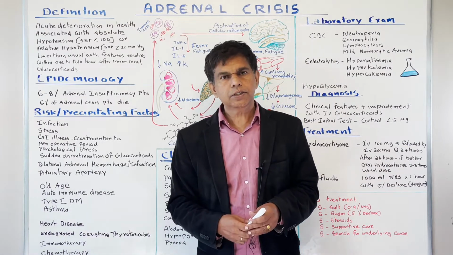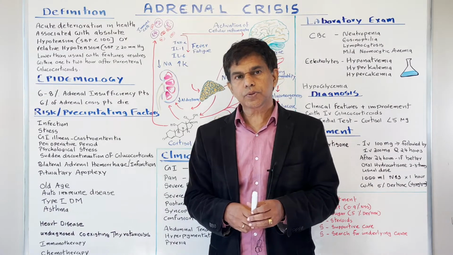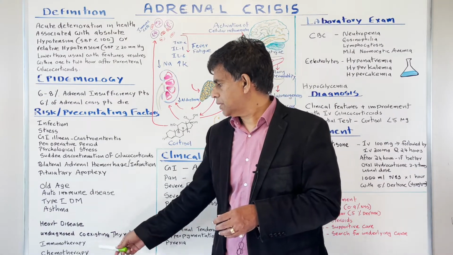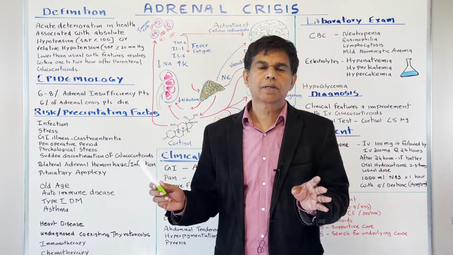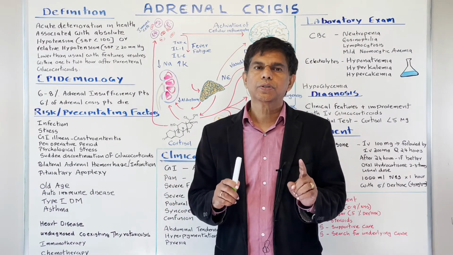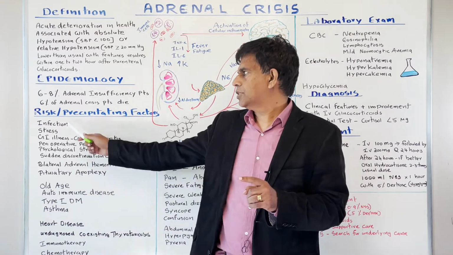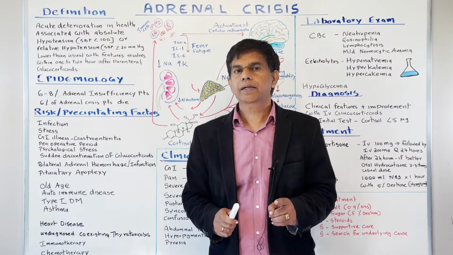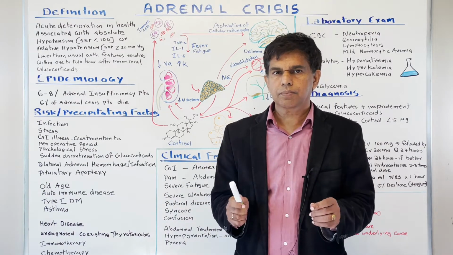If you have heart disease also, you're at risk. Undiagnosed coexisting thyrotoxicosis also puts you at risk. Immunotherapy, or if you're receiving chemotherapy, all of this, my friends, can put you into adrenal crisis, in which, remember, 6% of the people will die. So it's very, very important to recognize the signs and symptoms.